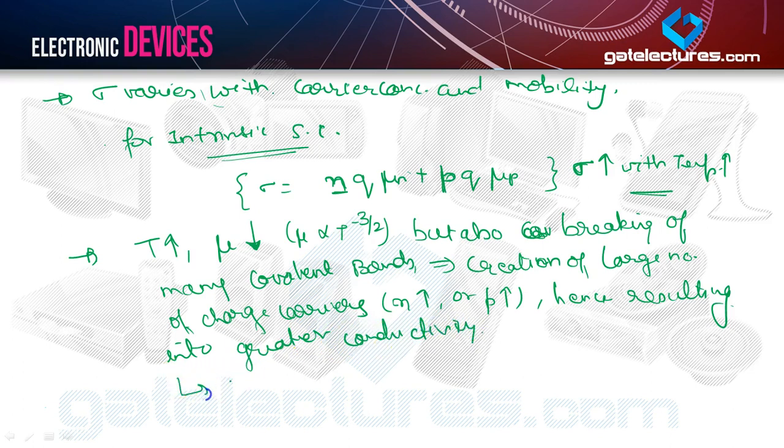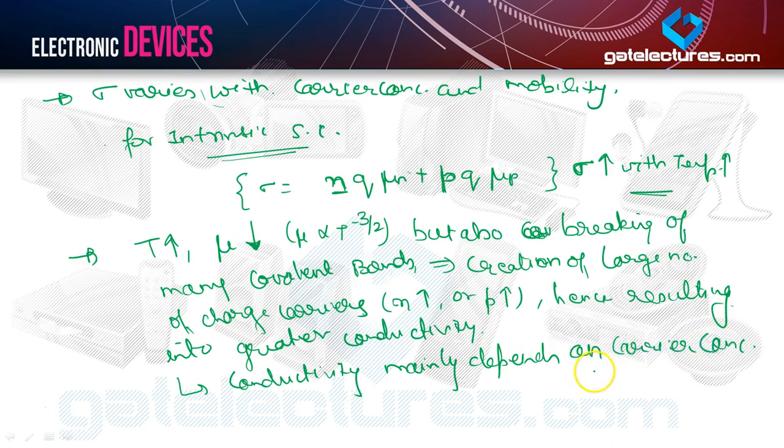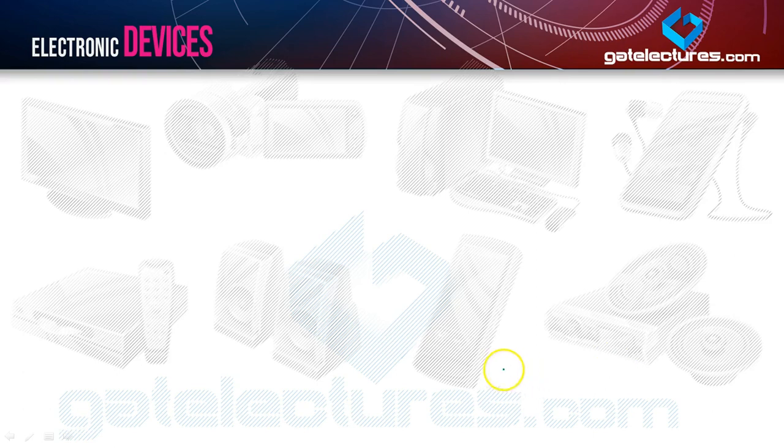So from here we can infer that conductivity mainly depends on carrier concentration. The mobility of the charge carriers doesn't have a greater effect than the carrier concentration. So this is important to note down: conductivity mainly depends upon the carrier concentration. Okay.